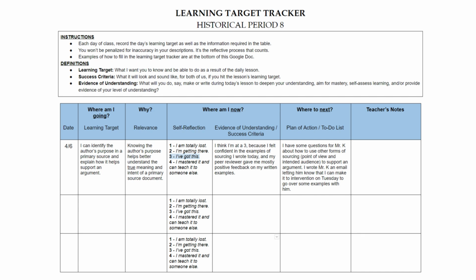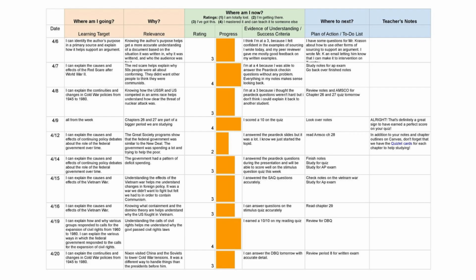Every target tracker I've created over the years is always based around those three questions you guys are already very familiar with. The where am I now, where am I going, where to next. So the where am I now, in this global issues target tracker, you could see they're putting evidence of understanding from each lesson that we would do. The why for the lesson, why is it important, the learning target for the lesson, the rating of how comfortable they feel with the information they learned that day, and then where to next, a plan of action for further growth if they're confused or if they want to learn more about that topic.